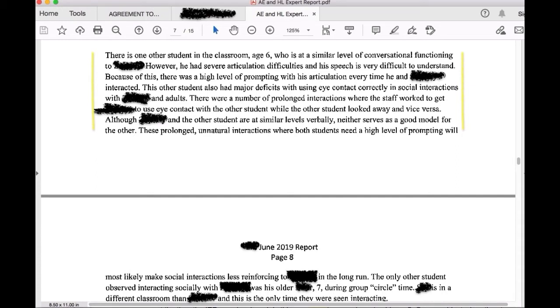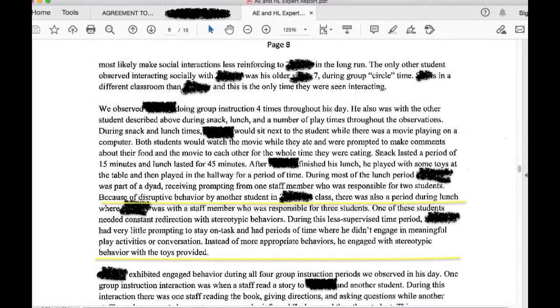The district was trying to draw attention to this in order to distinguish the difference between their school and a specialized school. In the next part, it says, "there is one other student in the classroom, age 6, who is at a similar level of conversational learning to my child. However, he had severe articulation difficulties and his speech is very difficult to understand. Because of this, there was a high level of prompting with his articulation every time he and child interacted. This other student also had major deficits with using eye contact correctly in social situations with children and adults."